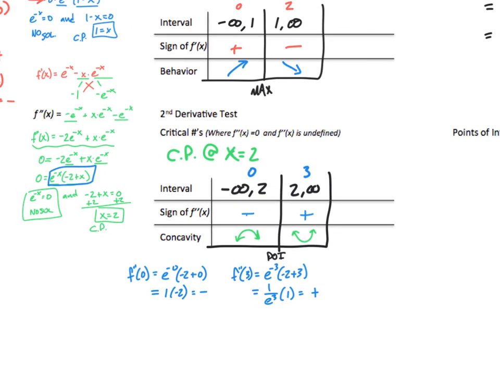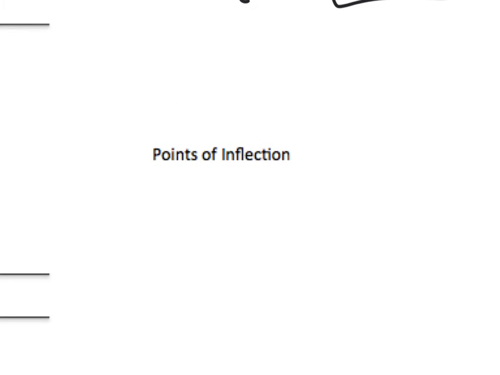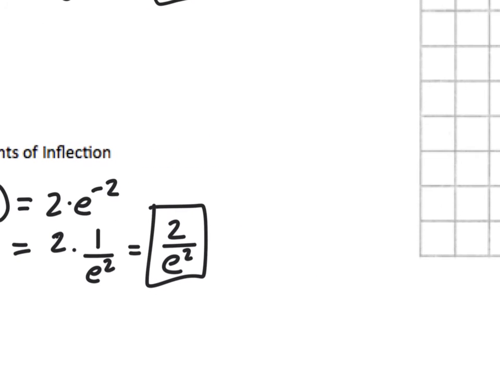Now let's go ahead and plug that into our function. So if I do f of 2, f of 2 is going to give me 2 times e to the negative 2 power. I'm plugging that back into my original function. So then I get 2 times 1 over e squared. So that's just going to give me a point of inflection of 2 over e squared. All right, so I have a point of inflection at the point 2 comma 2 over e squared.